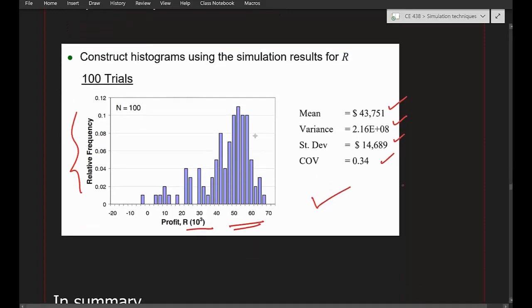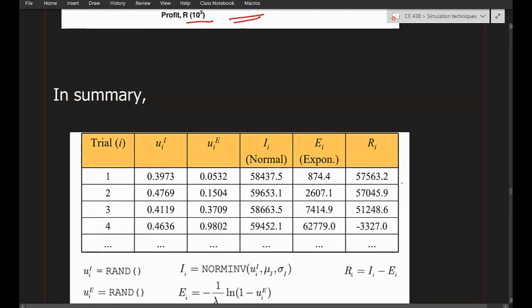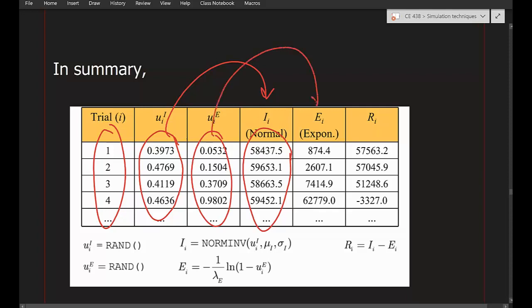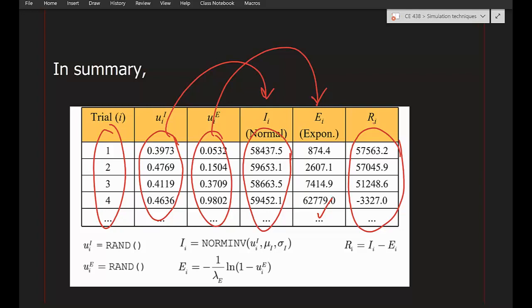For this class we can stop here. In summary, we have different trials. For each trial we simulated a random number, and using this random number, for income, we simulated normally distributed random samples using the NORM.INV function in the Excel sheet. For the exponential distribution we generated random numbers using the analytical formula that we derived in this class. We simulated exponential numbers, and then we calculated the profit. In this case we can plot the histogram of the profit, and then use this histogram or the simulated data to calculate the sample statistics.